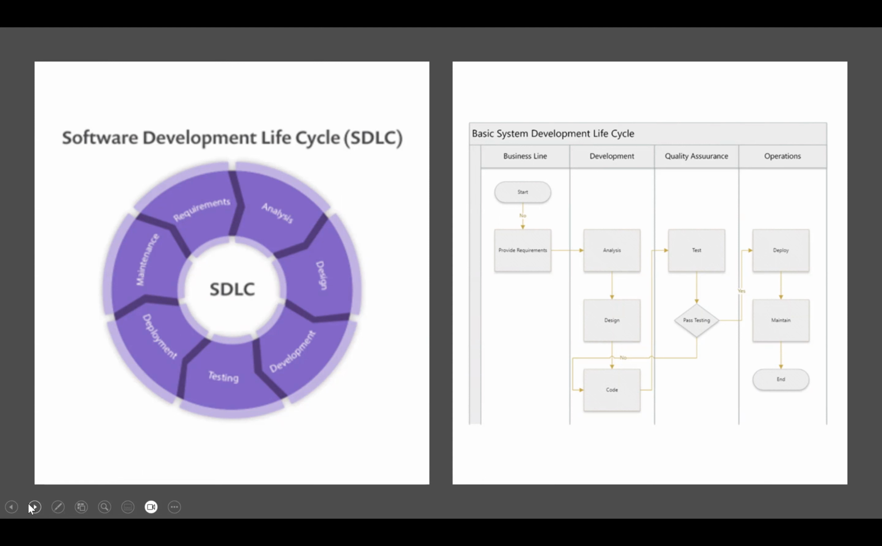The Agile process has, on average, 7 phases, which are requirements, analysis, design, development, testing, deployment, and maintenance. We see those phases here in the cyclical and flowchart format. When looking at the flowchart, the phases are divided into buckets: business, development, quality assurance, and operations. And we're going to refer back to these buckets throughout the presentation.